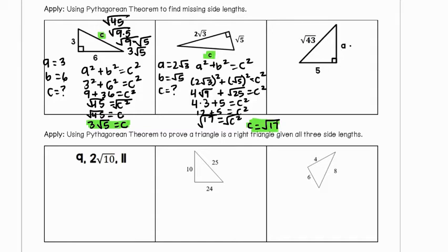In our last example, it's a little bit different because this time we don't know what a is. We're missing one of the legs.